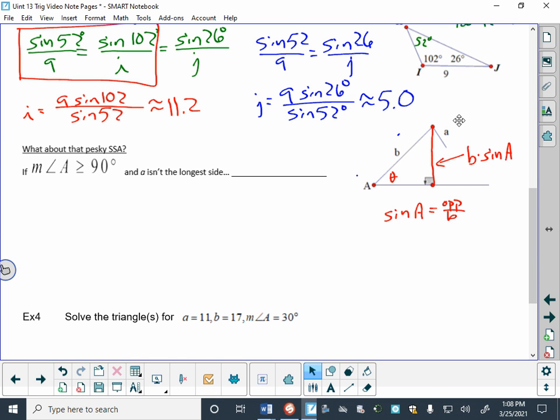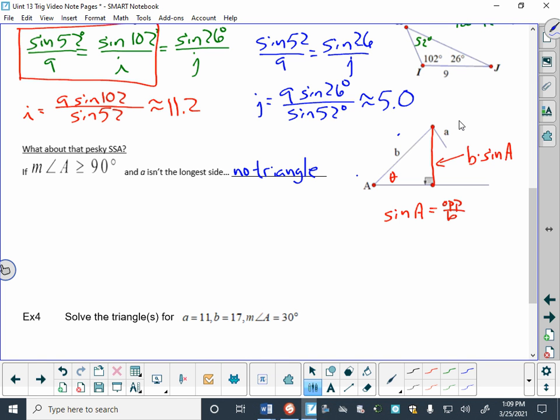So one thing we can settle right off the bat: if the measure of angle A that they give us in this situation is bigger than 90 degrees and A isn't the longest side, then there is no triangle. Okay? There can only be one biggest angle in the triangle, and if we are 90 degrees or above, then the other ones have to be acute, and the biggest side has to be across from the biggest angle. So if A isn't bigger than B and the measure of angle A is greater than or equal to 90, then we're never going to make a triangle.